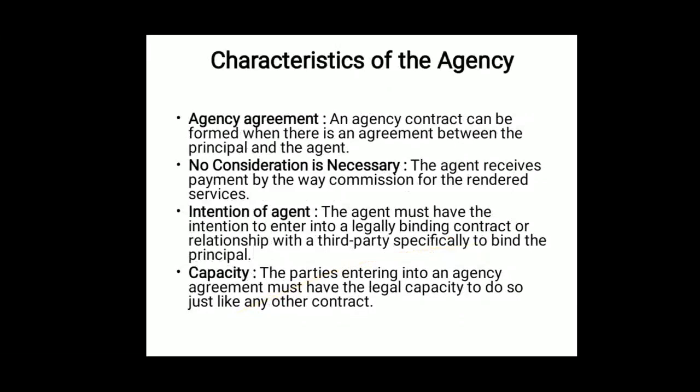Clear? Now we have some characteristics or features of the agency. Very first, when I am saying contract of agency, definitely there should be an agreement. An agreement between whom? Agreement between the parties. And who are the parties? Just now we have seen principal and the agent. So an agreement between the principal and agent is required. First feature, not a very tough one.